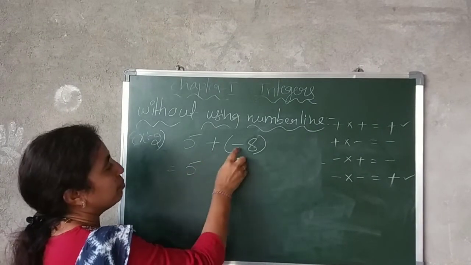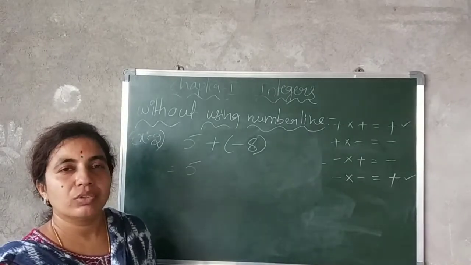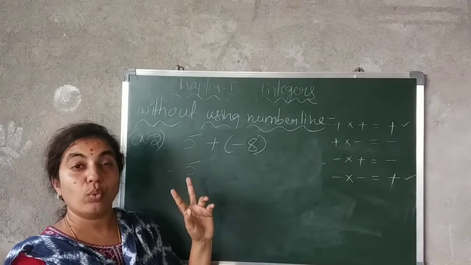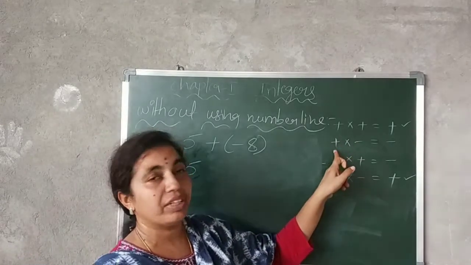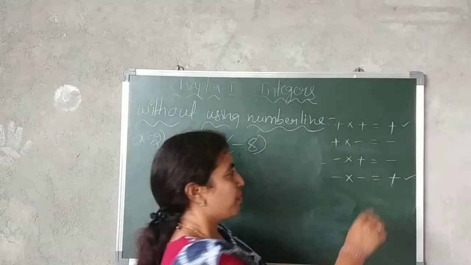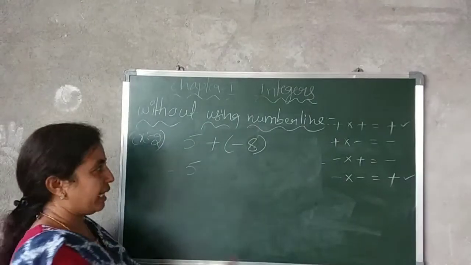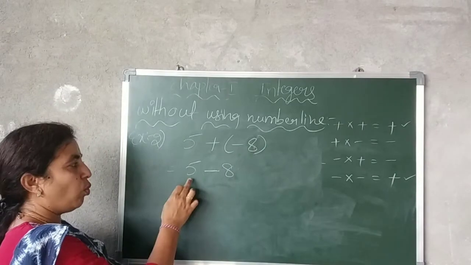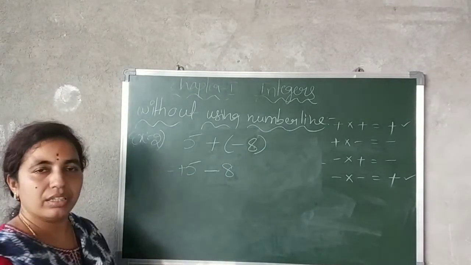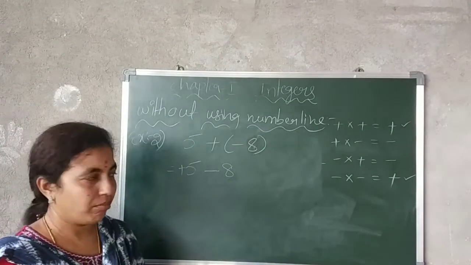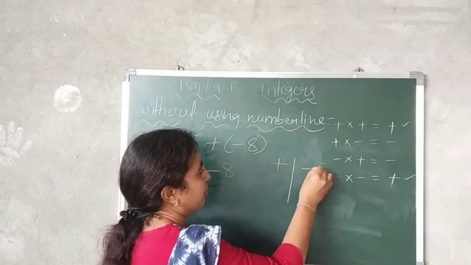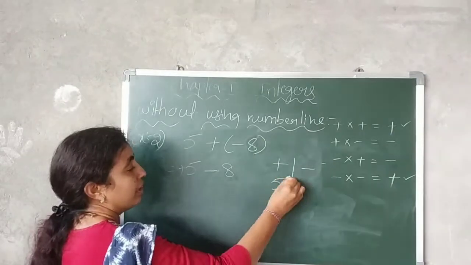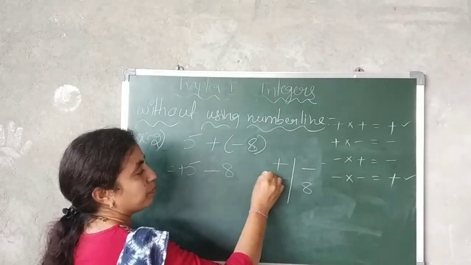5. Now see, on the two sides of the bracket what do you have? One plus and one minus. Two different signs. Whenever you have two different signs, what will you get? Minus. So write minus here, and then the number is 8. Here no sign is given, which means you should assume it as plus. Now write plus numbers and minus numbers. The plus number is 5 and the minus number is 8.